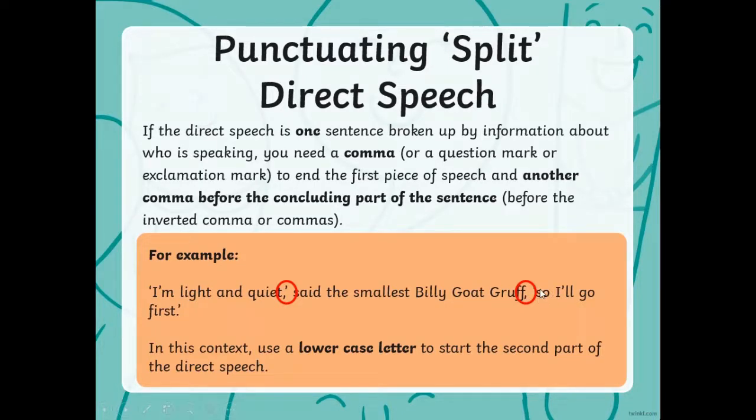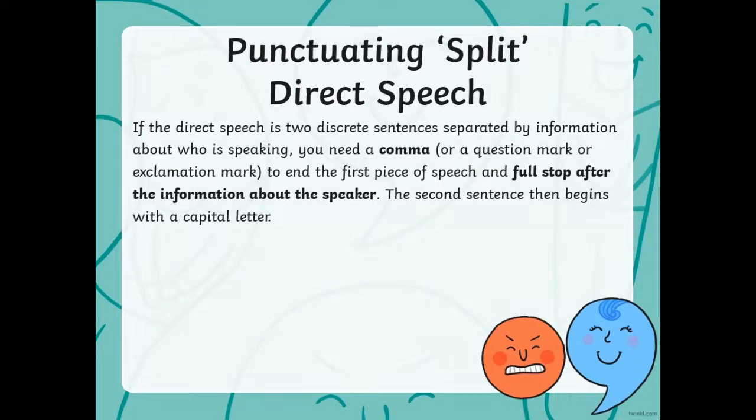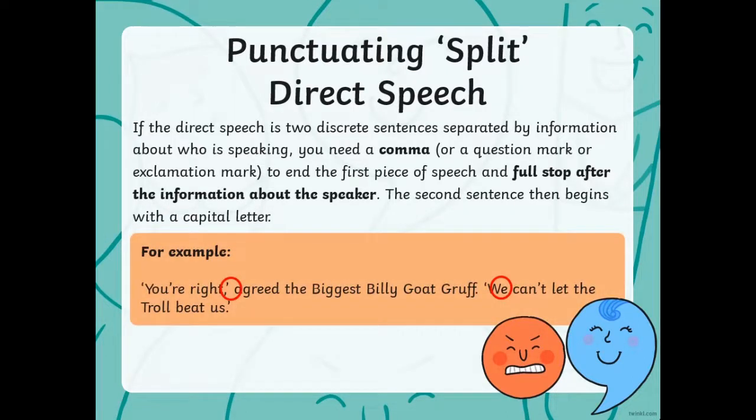Now this wouldn't work if the character is saying 5 or 6 lines. Of course, you'll just open speech and put your full stops in as normal and close your speech at the end of what they have said. But if it is just one sentence and it's being split in the middle by who is saying it, to give a bit of cohesion to your writing, then you will need to use a comma or a question mark or an exclamation mark, comma after who has said it, and then when you reopen it, it is a lowercase letter, not a capital letter there. Now, if the direct speech is two small sentences separated by information about who's speaking, you will need a comma to end the first piece of speech and a full stop after the information about the speaker. Okay, so there we go.